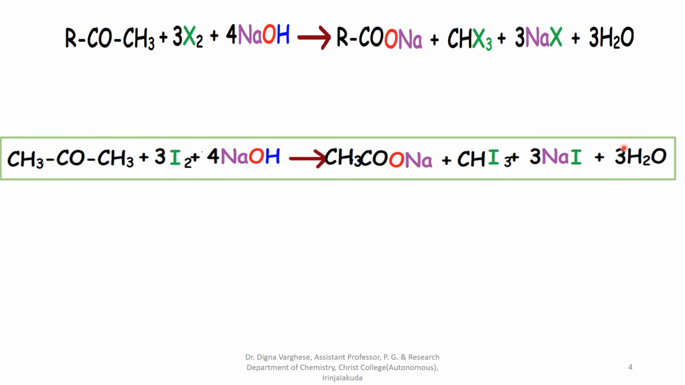So these reactions represent different haloform reactions. Haloform reactions are possible in the presence of halogen and alkali that react with methyl ketone to form the corresponding haloform.